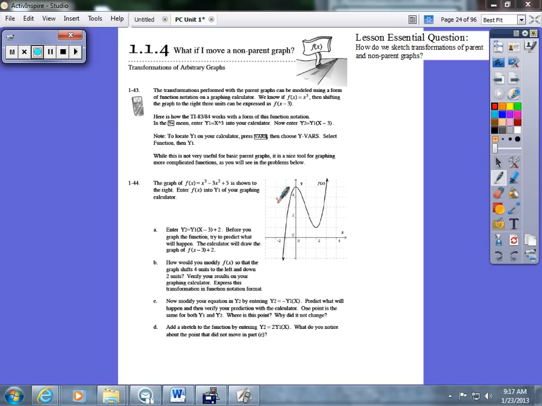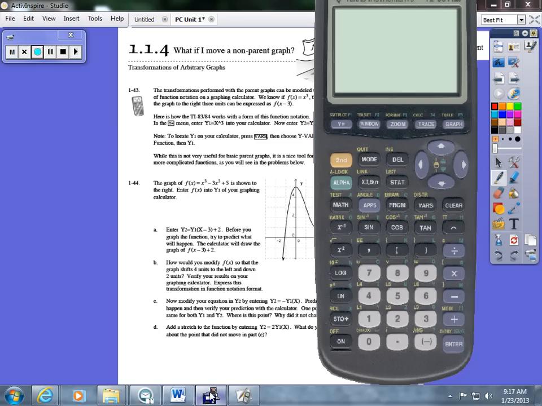Number 44, the graph of f of x equals x cubed minus 3x squared plus 5 is shown at the right. Enter f of x into y1 of your calculator. So I'm going to go to my calculator. The on button always helps. I'm going to go to y equals. I'm going to type in this particular equation, which is x cubed minus 3x squared plus 5. I can go ahead and hit graph, and it'll give me the same graph that the book is giving me.